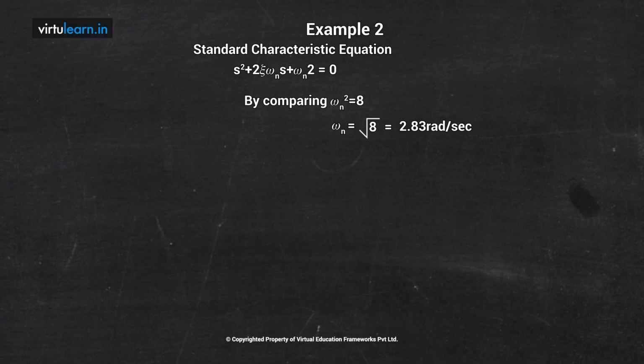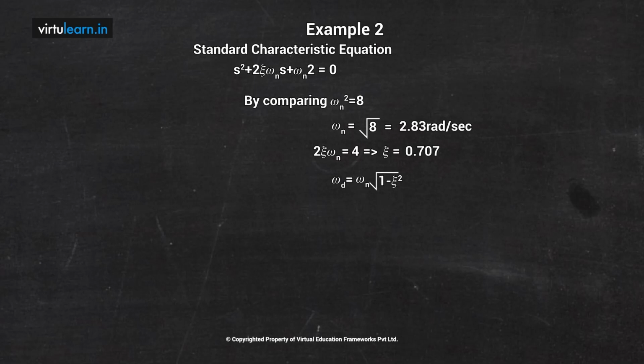Then we can compare the second term. 2 zeta omega n is equal to 4. By substituting the omega n value, we can find the zeta. The zeta is 0.707. The damping ratio is 0.707. And with these two pieces of information, omega n and zeta, we can find the damped natural frequency, that is omega d.